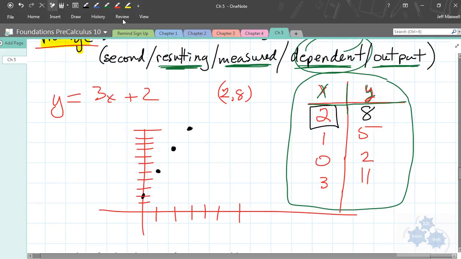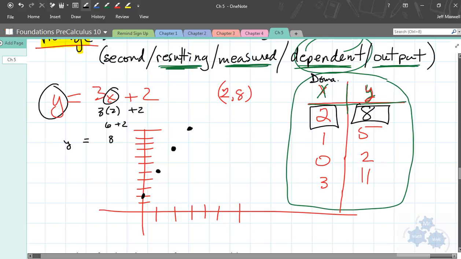So 2, and we just show this real quickly, 3 times 2 plus 2 is 6 plus 2 is 8. So y equals 8 when x equals 2. Now that is something that you should know how to do, and you should say, yeah, that makes sense. You put 2 in there, and you get 8 out. Awesome. So this is the domain. This is the range.